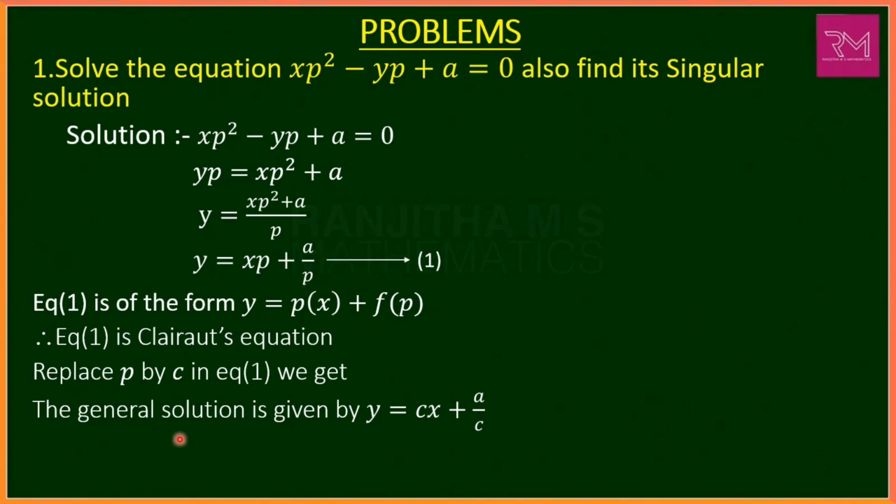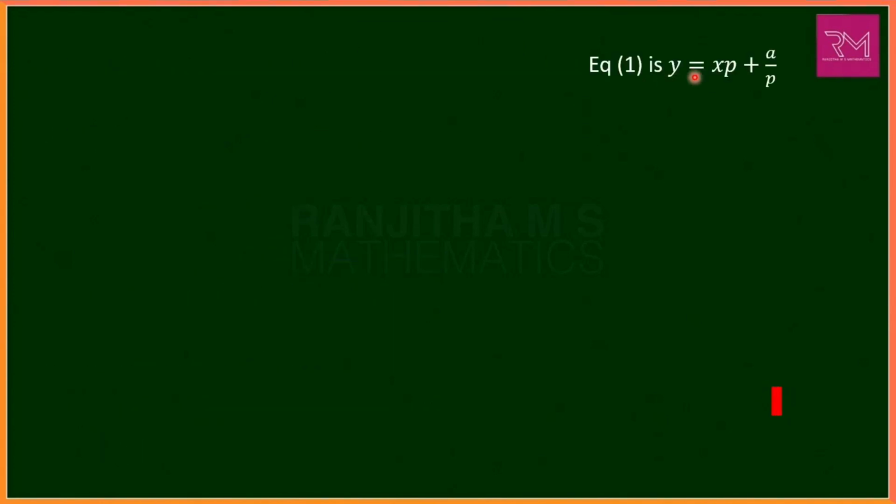Once we obtain the general solution, to find the singular solution, we have to differentiate equation 1 partially with respect to p. Equation 1 is y is equal to xp plus a by p. If we differentiate partially with respect to p, the left side is a constant, so its differentiation is 0, which is equal to x, a constant, into differentiation of p, which is 1, plus a, a constant, into differentiation of 1 by p, which is minus 1 by p square. That is 0 is equal to x minus a by p square. If we take this value to the left hand side, that becomes a by p square, which is equal to x.